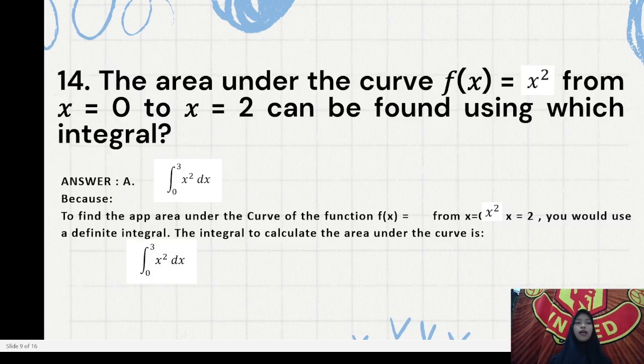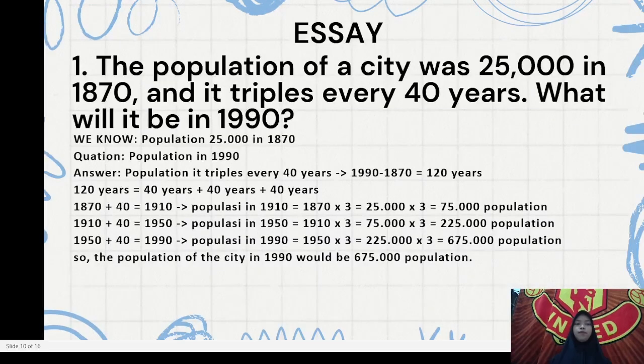To find the area under the curve of the function f(x) = x squared from x = 0 to x = 2, you would use a definite integral. The integral to calculate the area under the curve is the integral from 0 to 2 of x squared dx.